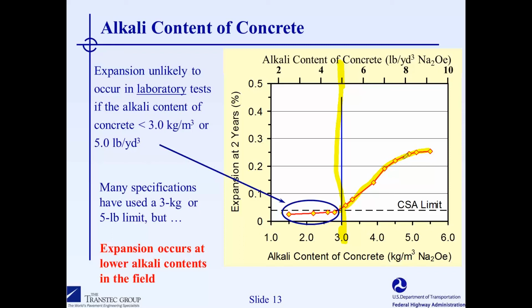Based on relationships like this, for a number of years, starting in about the 1980s and including the 1990s, a number of specifications actually used limits like 5 pounds or 3 kilograms as a means for controlling ASR based on laboratory testing. However, we've since learned that expansion can occur at lower alkali contents in the field than occur in the lab. For instance, if we were looking at the relationship for this aggregate in the field, we might find that our S-shaped curve looks something like this. We'd actually get expansion at lower alkali content.